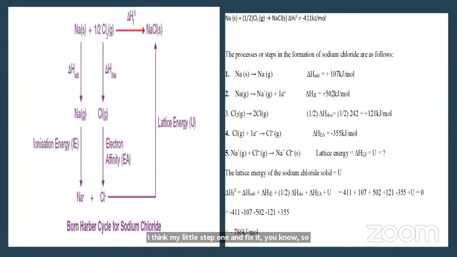So that is how to use the Born-Haber cycle to estimate the lattice energy of an ionic compound. Remember, this is only for ionic compounds. You can only use the Born-Haber cycle to calculate lattice energy for ionic compounds.